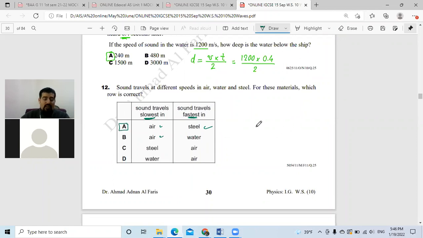A. Sound is a mechanical wave, so whenever the medium is denser and heavier, the molecules are closer to each other and the sound travels faster. In air, the molecules are far apart because it's a gas, compared to liquid or solid. That's why sound travels through air slower than through water, and fastest through steel. So the answer is A, question number 12.